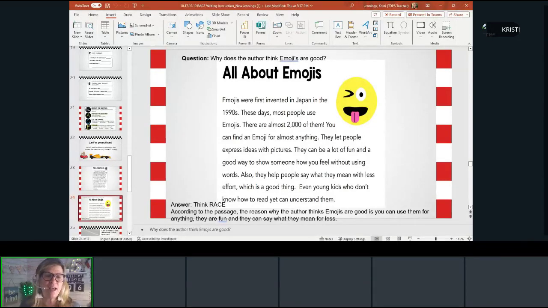So the first one is you say, according to the passage, you go back and find it. And then you can say, according to the text or according to the passage, the reason why author thinks emojis are good is you can use them for anything. And then I would put a period. Then I would start off with, I believe they are fun and they can say what they mean for less. So you see how I use that second sentence starter, I believe? So you're going to have two sentences.